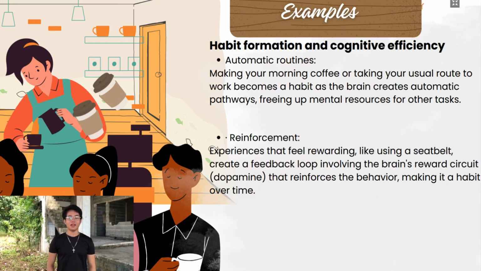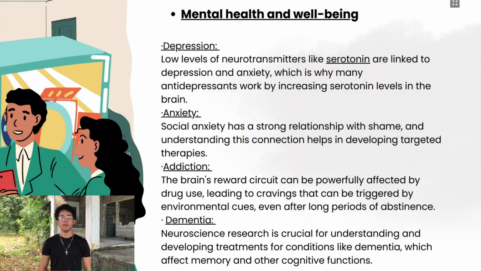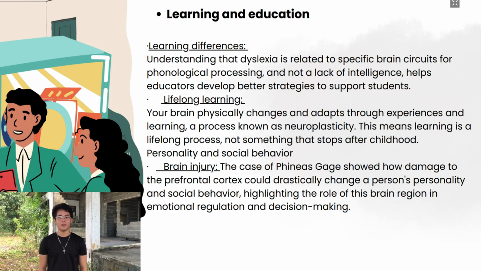Habit formation and cognitive efficiency. There are types of habit formation and cognitive efficiency. First is the automatic routines. Second is the reinforcement. And for mental health and well-being, there are depression, anxiety, addiction, and dementia. For learning and education, there are learning differences, lifelong learning, and for personal and social behavior, there is brain injury.